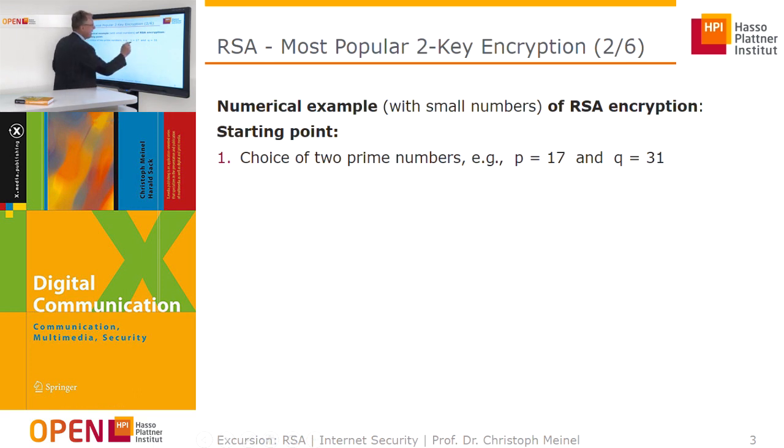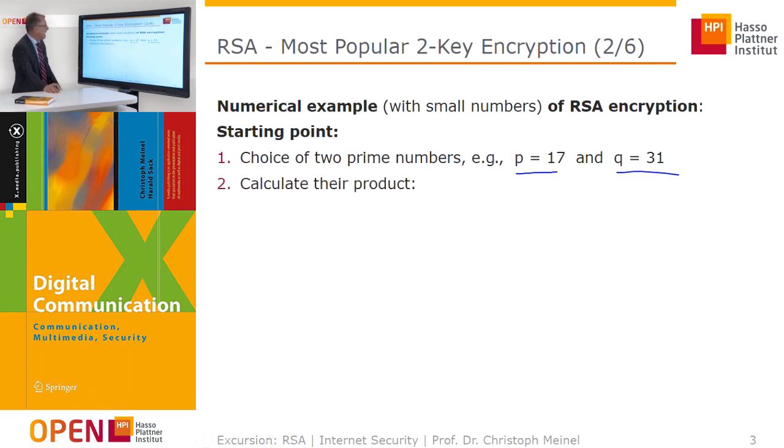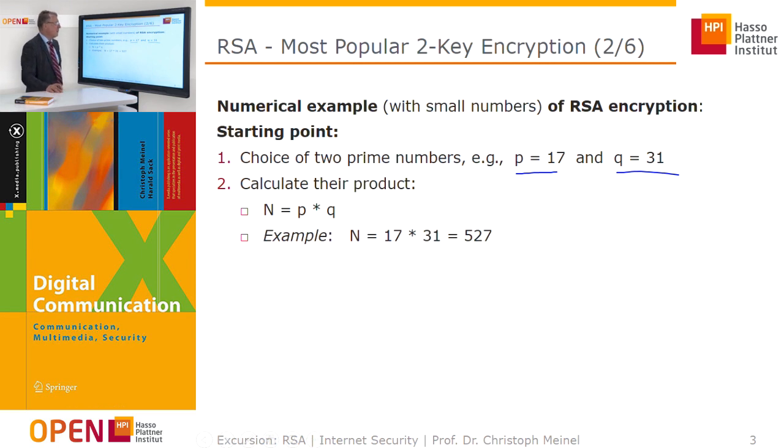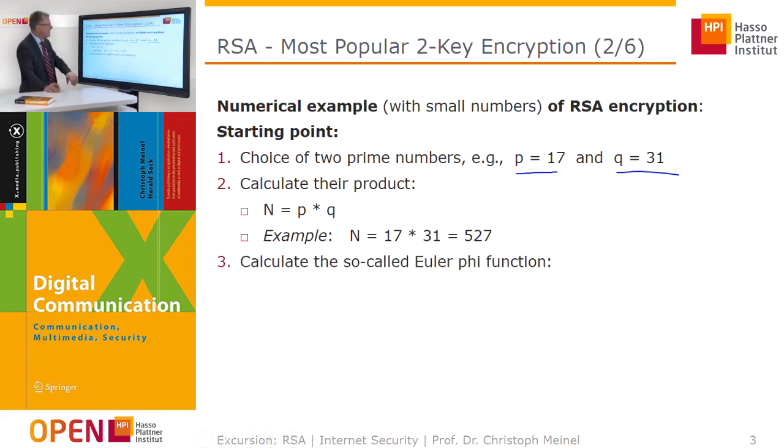So here in our case, we take the two prime numbers p equals 17 and q equals 31, and calculate their product, the composite number computed out of the two prime numbers. In this case, it's a very simple and small number. It's 527, and this is equal to 17 times 31.